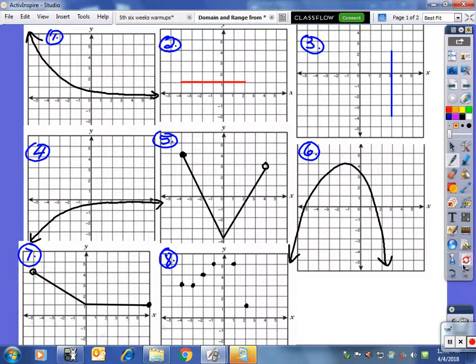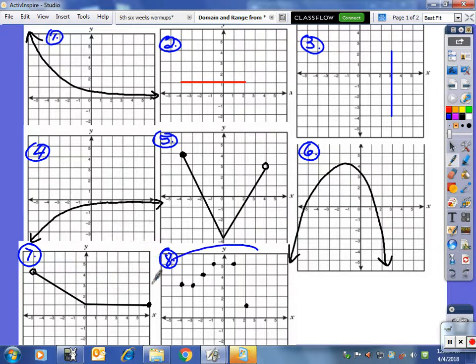Range is the top and the bottom. What's the lowest y value? 1. This whole segment has a y value of 1. What's the highest y value? 4. Is the 1 colored in? Yes. Is the 4? No, a circle is not colored in, and that's the range.